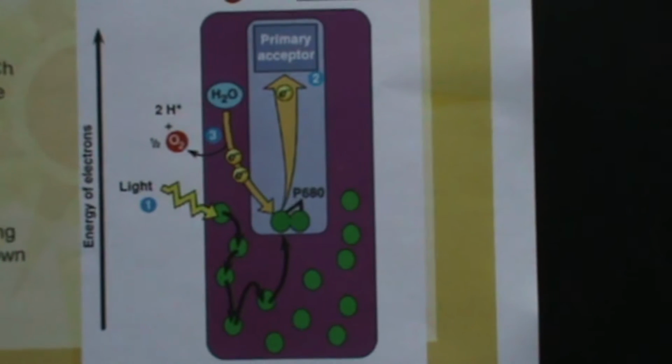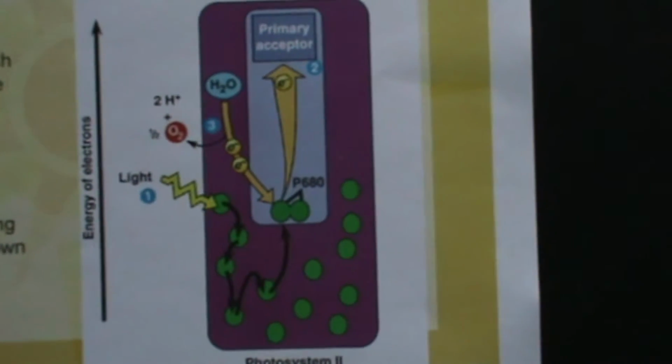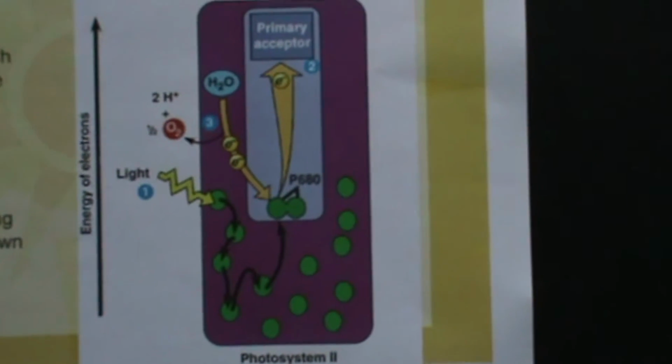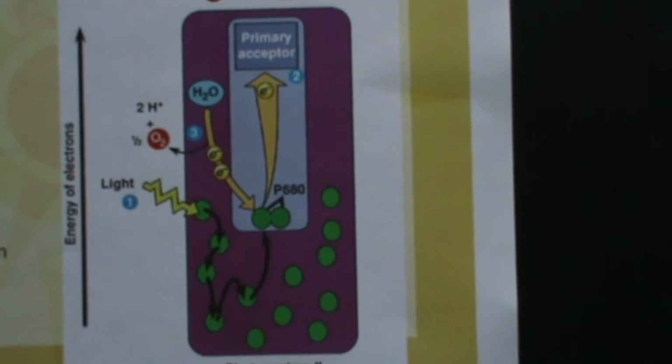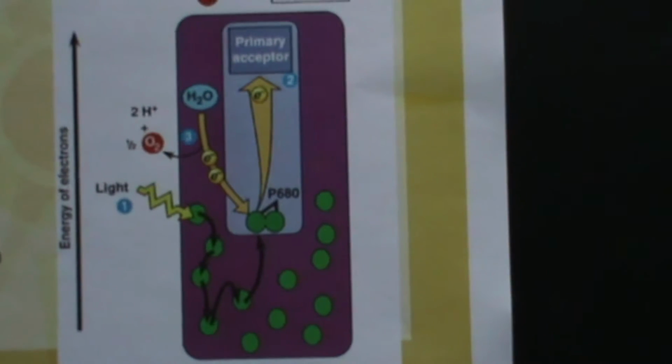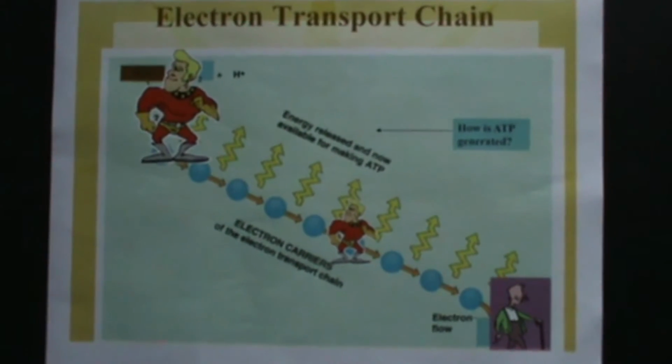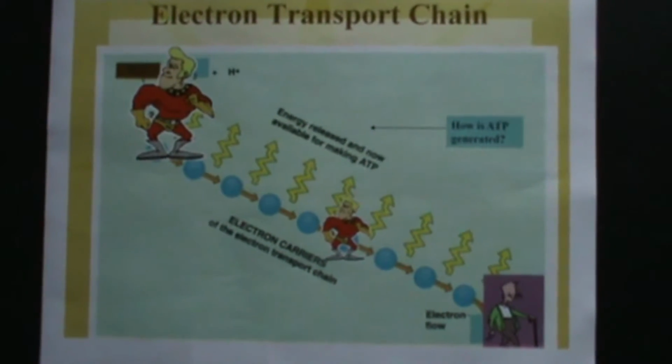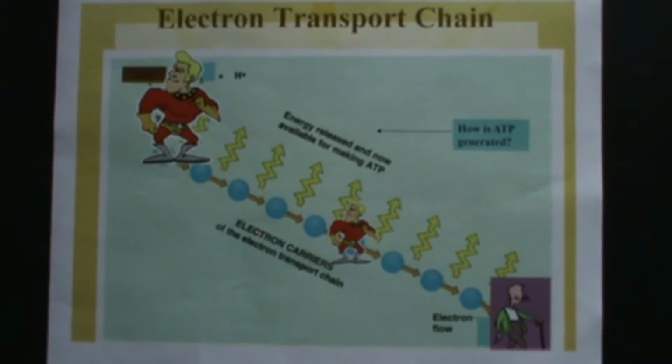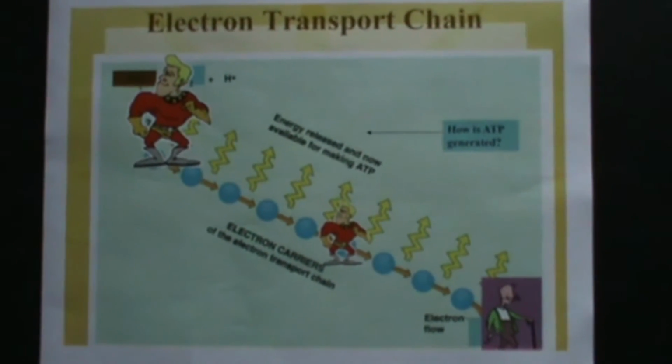Chlorophyll A transfers energy to the electrons, and the electrons go to an electron acceptor through the exergonic reaction. They travel from PS2 to PS1, getting weaker as they move down the ETC. As the electrons become weaker as they travel down the ETC, the energy given off from them is now available for the making of ATP.